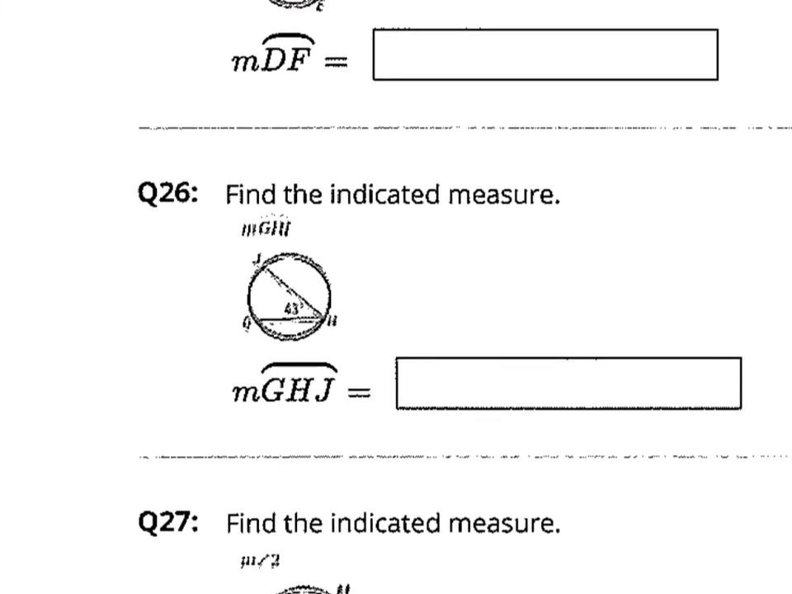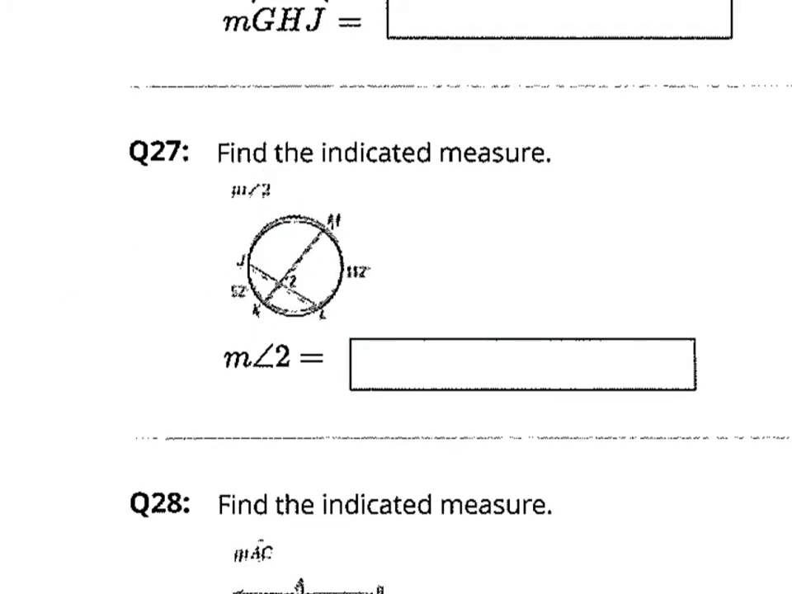For 26, we want GHF, so we want this part. What you need to do first is figure out this much. Now again, what do we do to this number to get this? And then subtract it from 360 degrees. And that'll give you what is left for G, H, and J.